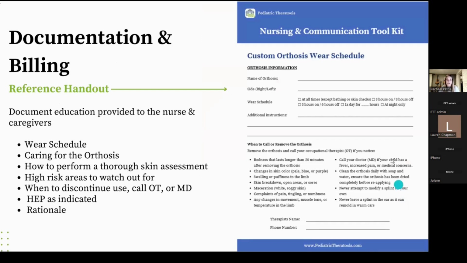Okay, so this is that handout I was talking about, your custom orthotic wear schedule. You can see here, so you can print this out and just write what you made, what side it is on. Just remember what makes sense to you and I doesn't always make sense to everyone else. So we want to make sure we're over communicating. We're super clear about where we want this splint to be.